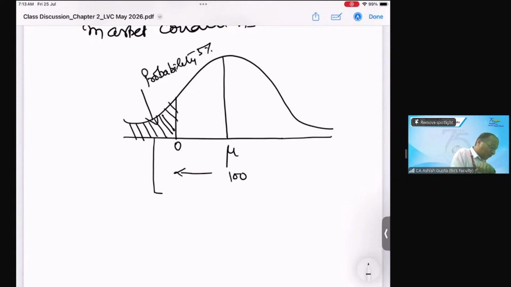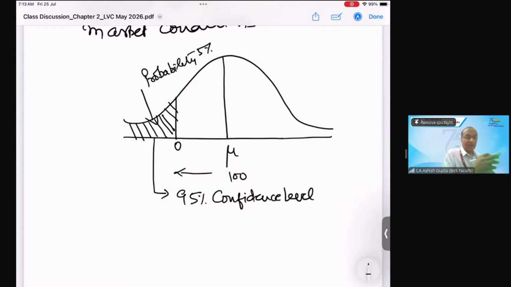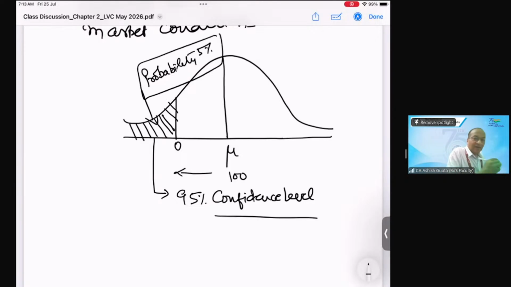Now this can also be presented in the form of a 95% confidence level. With a 95% confidence level, I'm sure that I will not have any loss. Okay, so 95% confidence level is, the other way around, a 5% probability. This can also be asked the other way around. So when we say I will not have a loss, I'm saying there is a 5% probability.